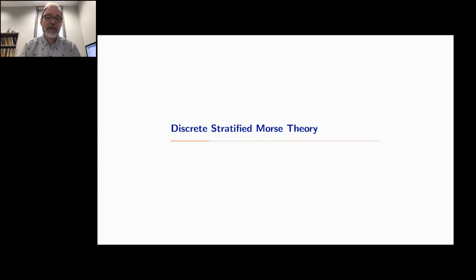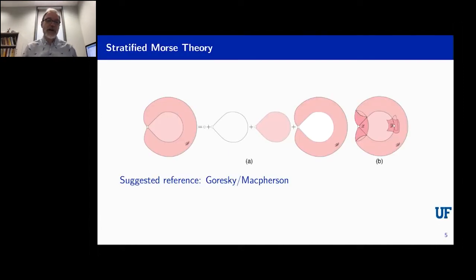So the question that we were interested in is, well, okay, not everything's a manifold. So what do you do in the stratified case? Just like every talk about Morse theory has to have the torus with the height function, that's the picture that everybody uses for stratified Morse theory. This is the working example that Goresky and MacPherson used. That's my suggested reference for all this material. It's a book called Stratified Morse Theory that they wrote back in the 80s.